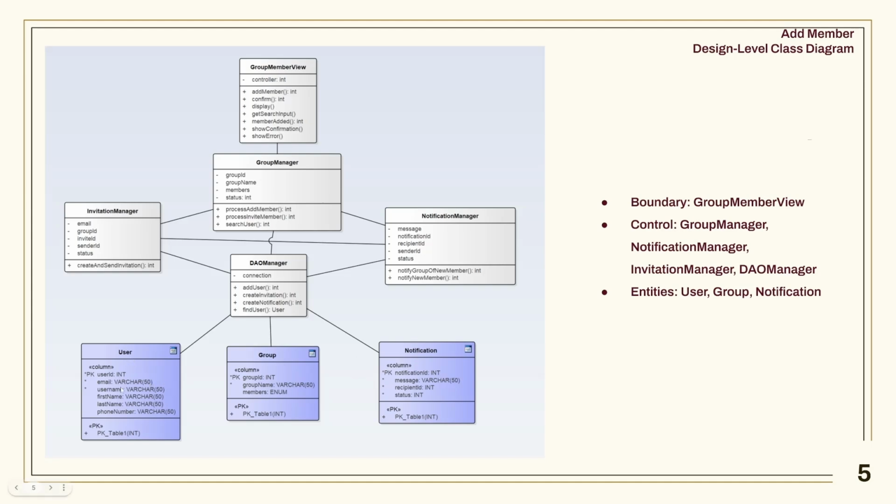So the user will have these columns. It has the user ID, email, username, first name, last name, and phone number. The primary key is the user ID. For the group, it has the group name, members, and the primary key, the group table, and the notifications. This applies to the notification it's sending, and it has the notification ID, message, and recipient, and the status of that message, if they've read it or not. So these are the entity classes.